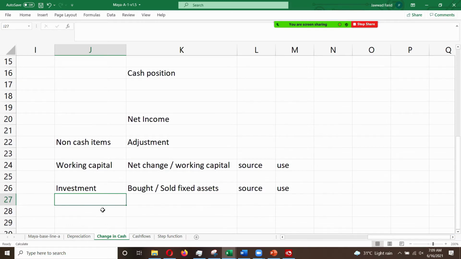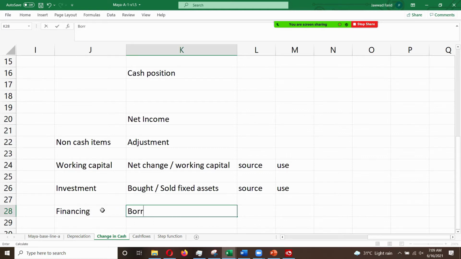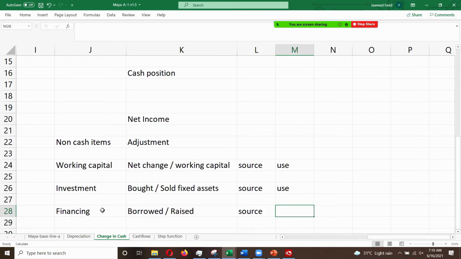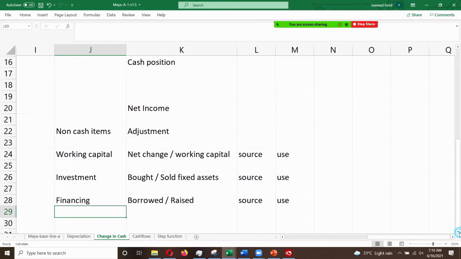And then the last and final step is changes in financing. So if you've borrowed money, if you've raised equity, these are both factors that can have an impact on cash. So if you borrow money from a bank, if you issue debt, that's a source. If you pay yourself a dividend, that's a use. If you repay debt, that's a use. If you retire equity, that's a use, right?